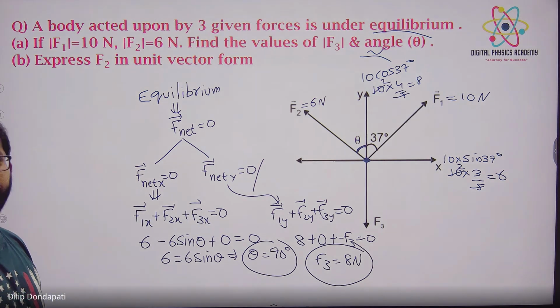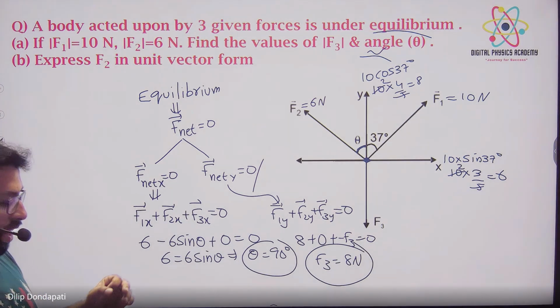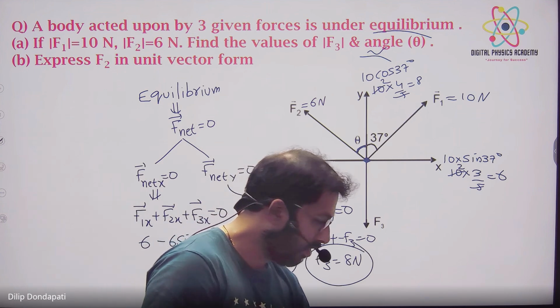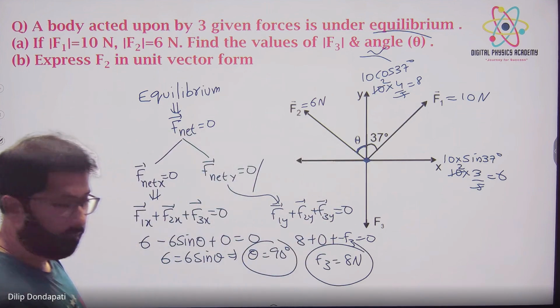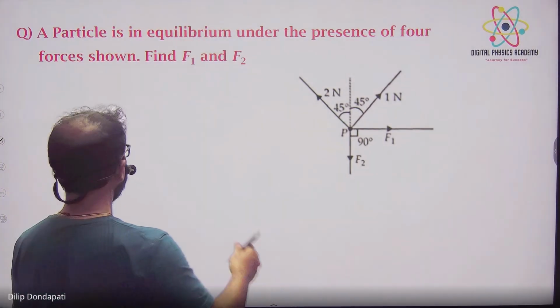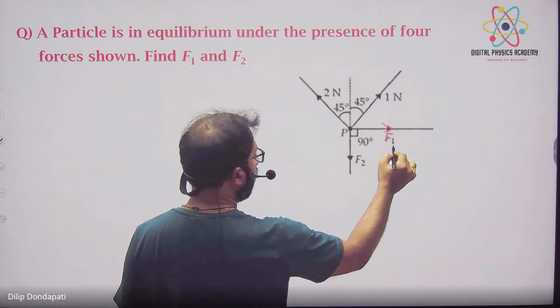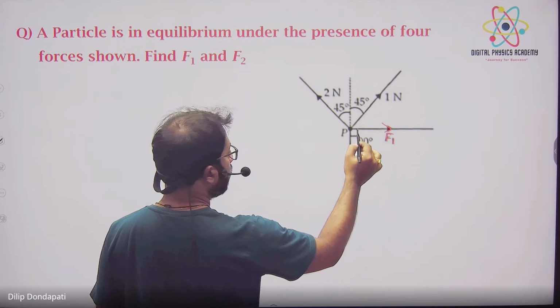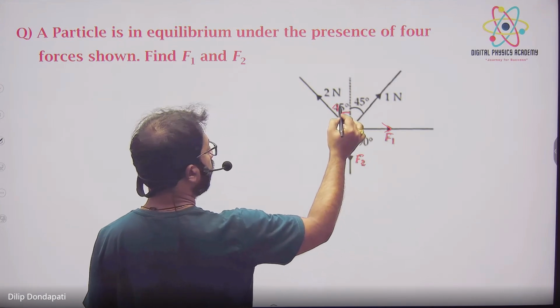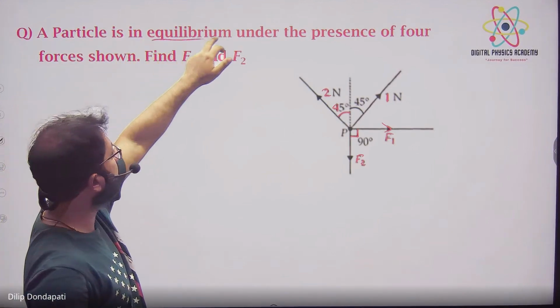Is it understandable? One more question, the full final answer. Don't tell me half of it, tell me the final answer. Okay, now you have 4 vectors, F1, F2, the angle is 90, this is 45, this is 2 Newton, this is 1 Newton. They are also in equilibrium. He is saying to find F1, F2.